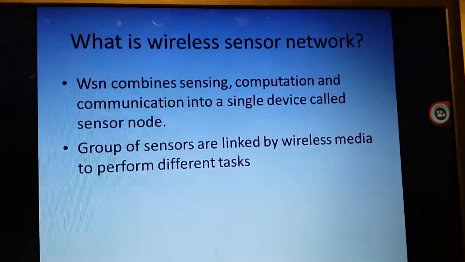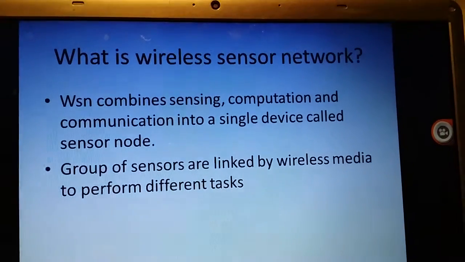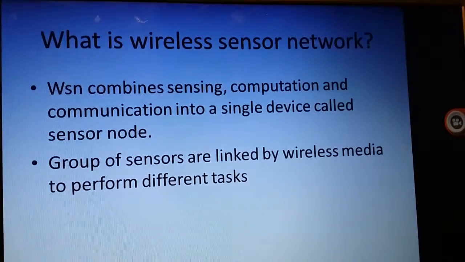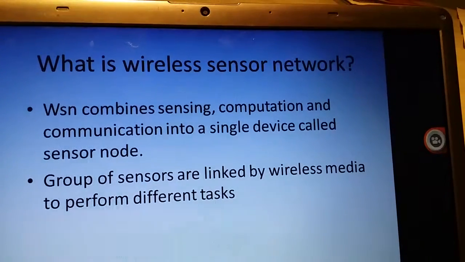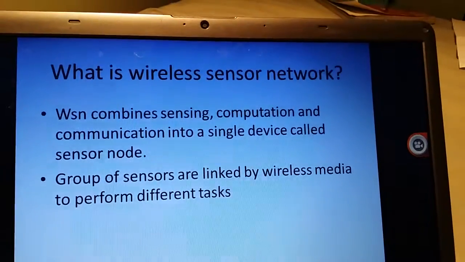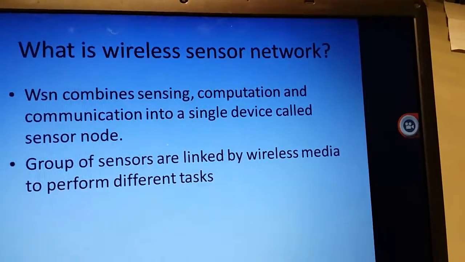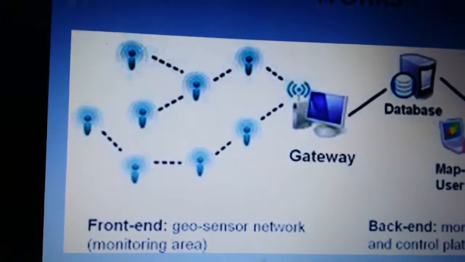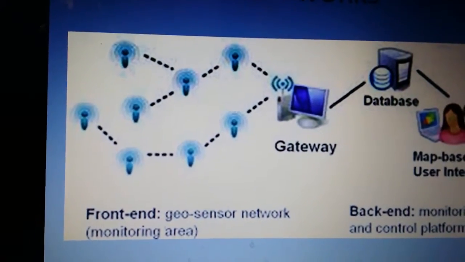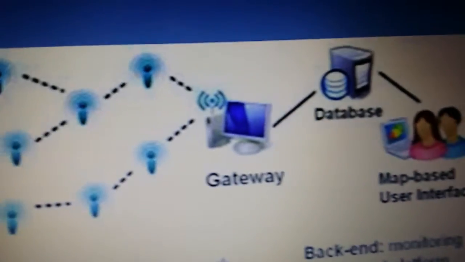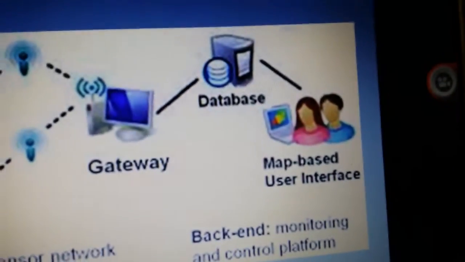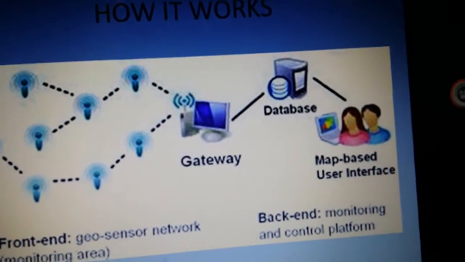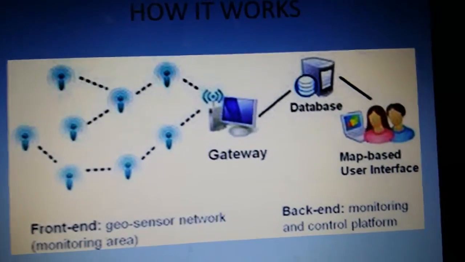So as we can see here, in a WSN all the computation is done by that single device, which is called a sensor node. In some uses, all the sensors are linked together, like you can see here. These are all the sensors that are assigned, and they give signals to the gateway. Before reaching the user interface, they go to the database and provide all the information you need.